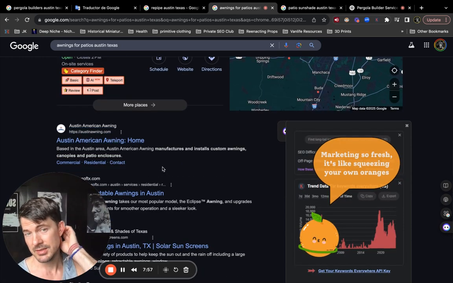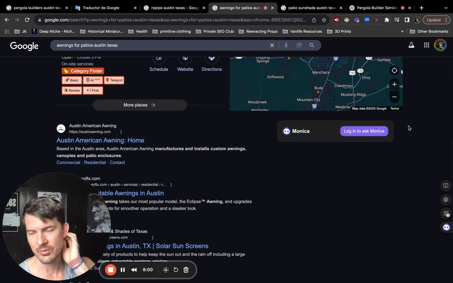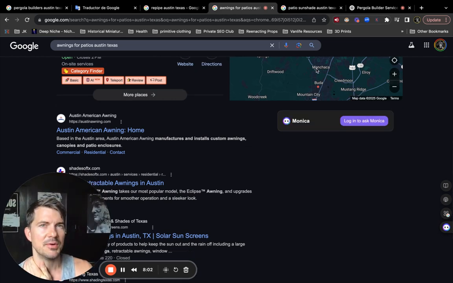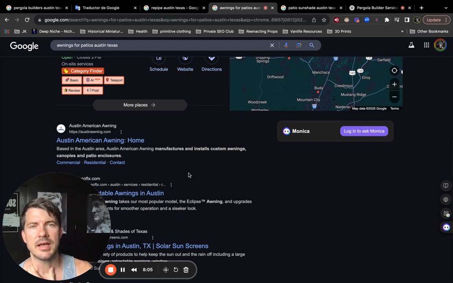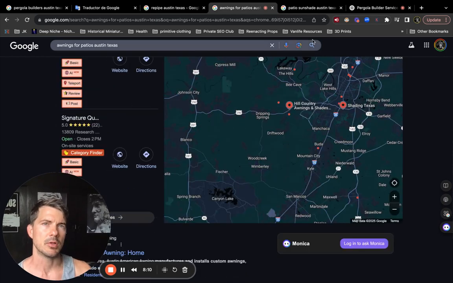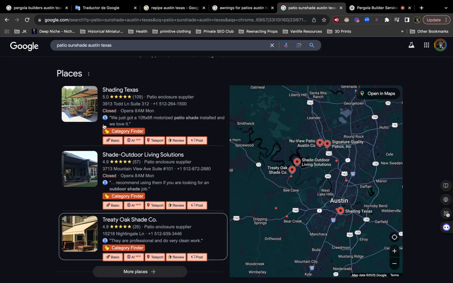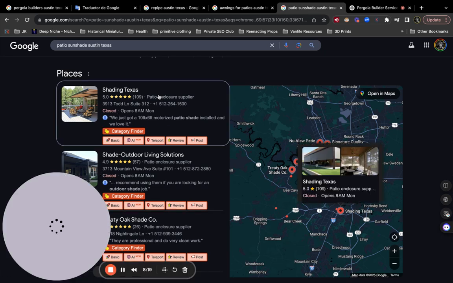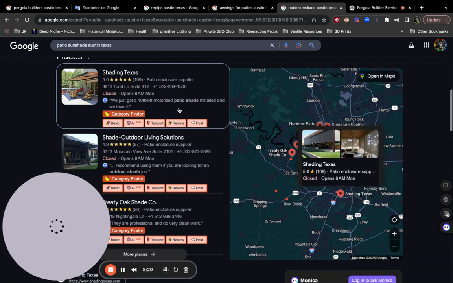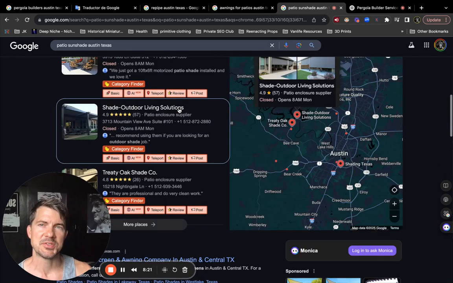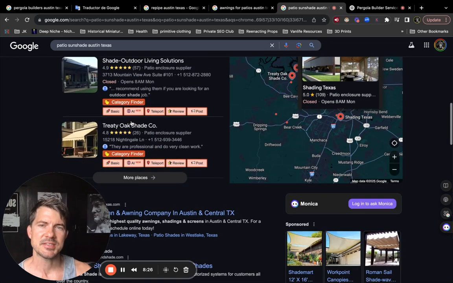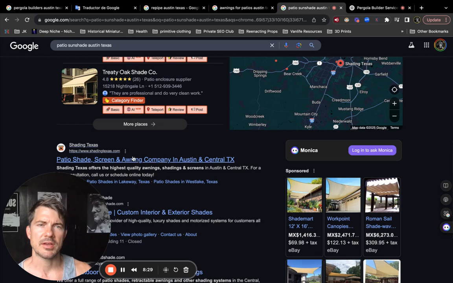Does it look like people are really trying hard to rank for this keyword with their SEO? Or are they just ranking for that term because their business targets other similar keywords? So I took the awnings and then the patio sunshade and typed both in. Now, one guy's ranking for both at the top. So he might just be the only one that's doing a good job. Shading Texas is first to rank in the organic results right there. Boom, Shading Texas. Patio, shade, screen, and awning company.